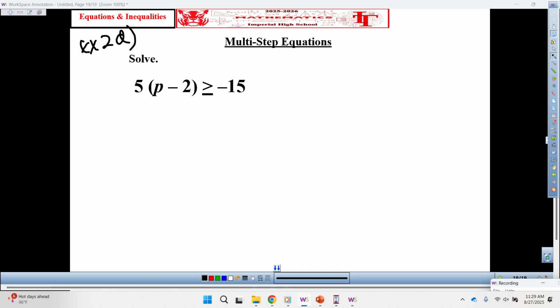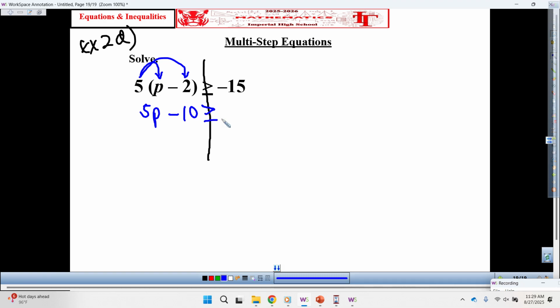All right, let's do this one together. Here we go. Line down the inequality symbol. So look at the left side. Can we simplify this? Tell your neighbor what to do, please. What do we do here? Yeah, when you see a parentheses, distribute. So multiply that times that, that times that. So this is 5p minus 5 times 2 is 10, greater than or equal to negative 15.